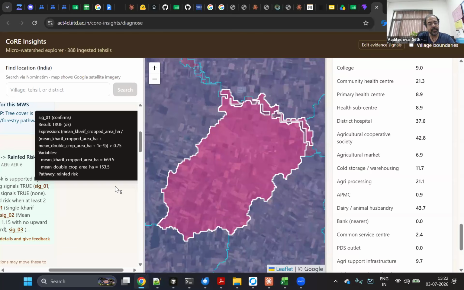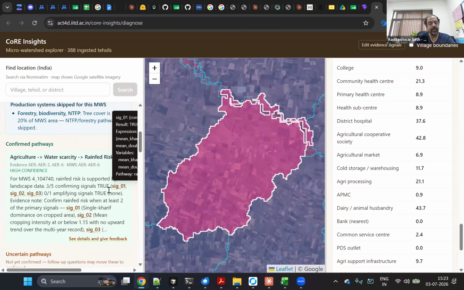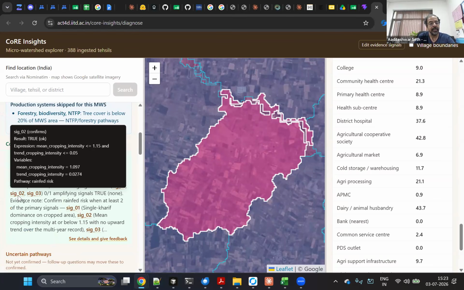Then this is a correlation: if the area is mostly single cropped, it means it doesn't have a lot of access to irrigation and is mostly entirely dependent on monsoons. So it's more of a correlation. To some extent this signal confirms that this area will face rain-fed risk. Then similarly, there's another signal which asks whether the cropping intensity is less than something, and also whether the cropping intensity has not been increasing over time. So the trend in cropping intensity is pretty flat.